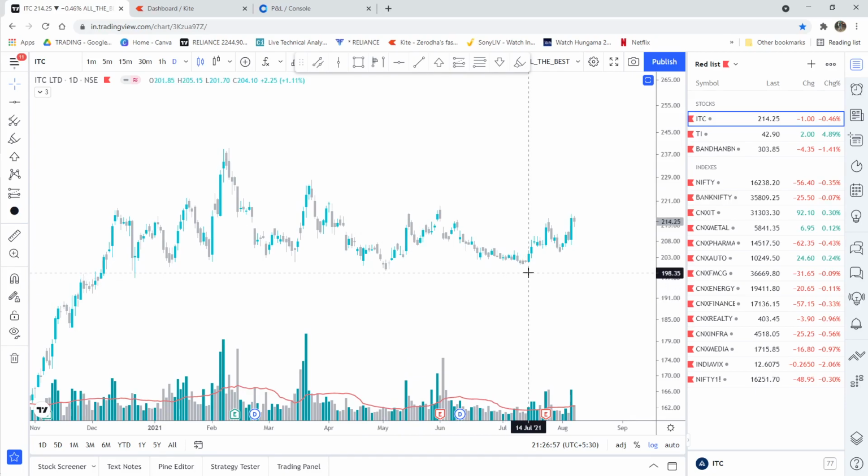So I made an entry in ITC on 14th July. And what was my setup? Why did I make an entry on 14th July? I will just tell you that.